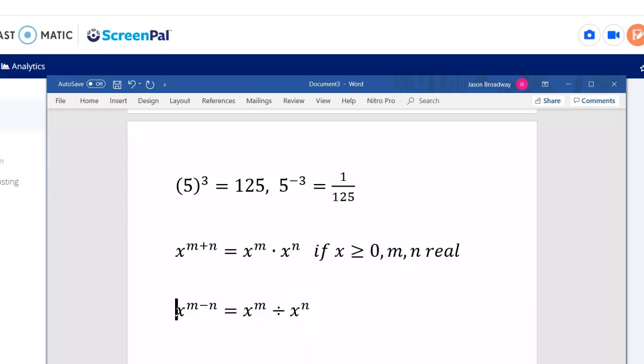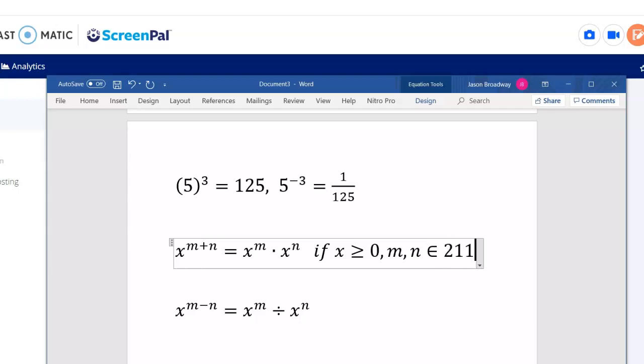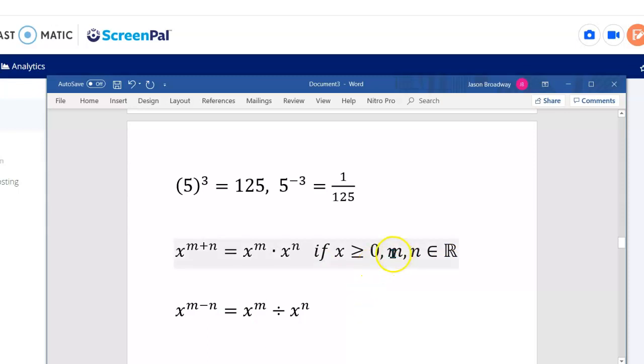And the way we write that, if m and n are in the real numbers, I don't want to get theoretical, but we write a little funny symbol. That means m and n are elements of the real numbers. They're either a rational or an irrational number. There are situations where x can be negative. I'll relax that in a minute. But if x is negative, m and n can be integers. So I don't want to get too theoretical.